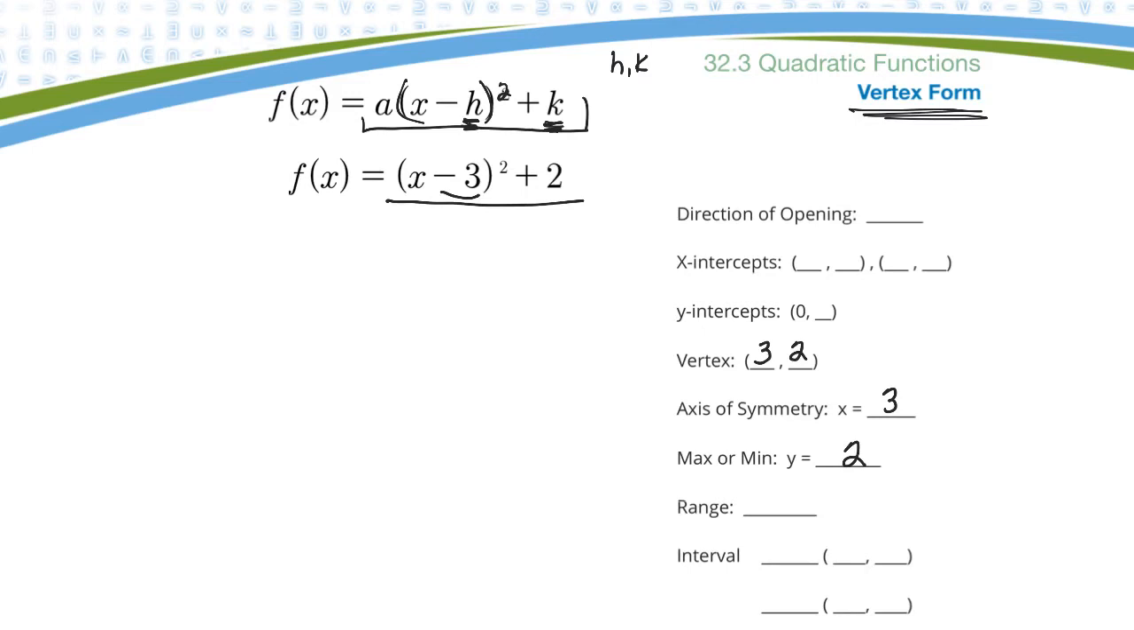Range, I guess I have to know the direction to figure that out. Why don't we do that now? So the direction, if the sign in front of the bracket is positive, it means the graph opens up. Therefore, my direction of opening is up. And if it's opening up, then there's a minimum value. And the minimum value will be 2. So the range will be, the smallest number will be 2, and the highest number will be infinity. And I can put brackets around that. It can equal 2, so I can put a square bracket there.